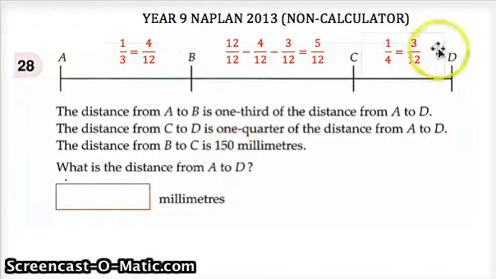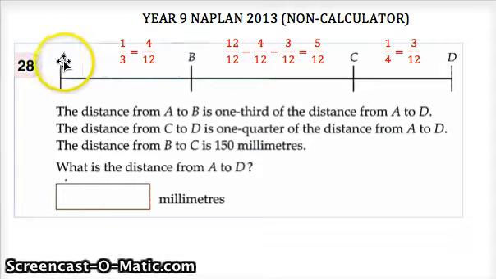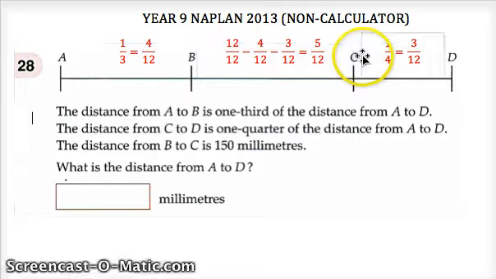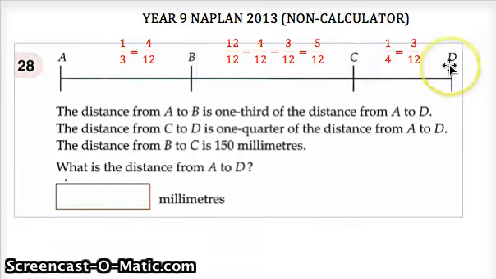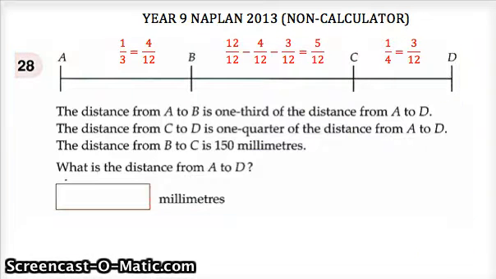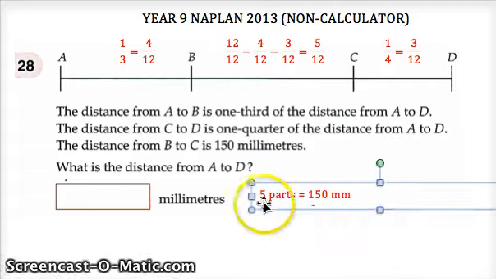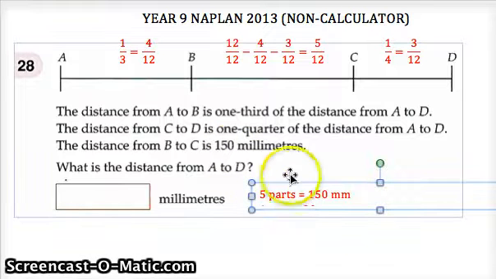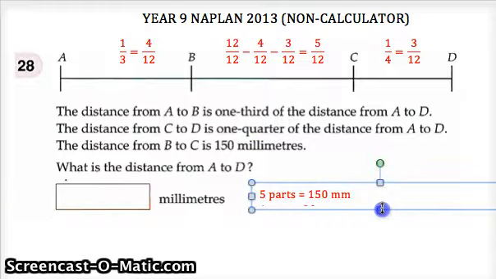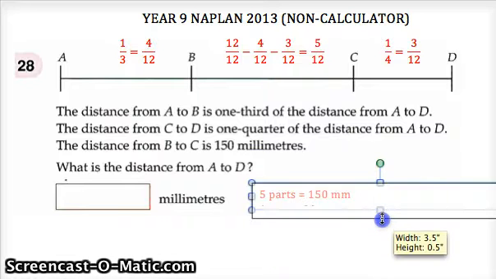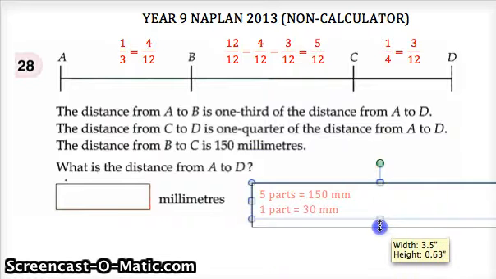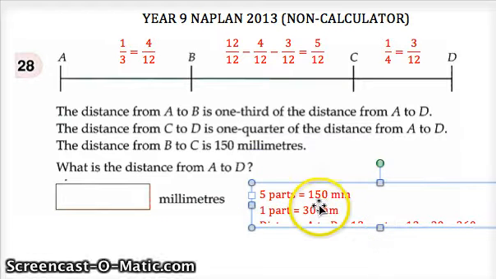So we know that these are all fractions. We can really say, well, AB is 4 parts out of 12, BC is 5 parts out of 12, and CD is 3 parts out of 12. So we can say this middle section BC represents 5 parts. So we can come up with this statement that 5 parts is equal to 150 millimeters. Now, that means that to work out one part, you would divide by 5. So 1 part would be 30 millimeters.